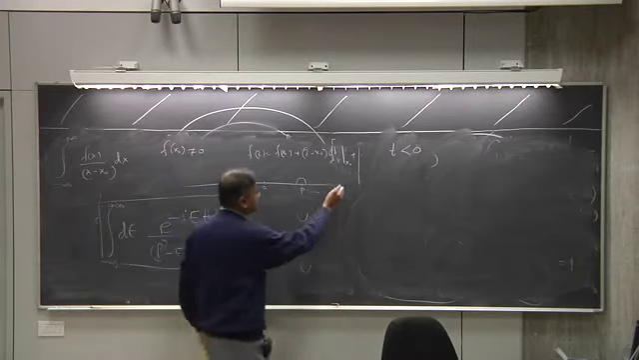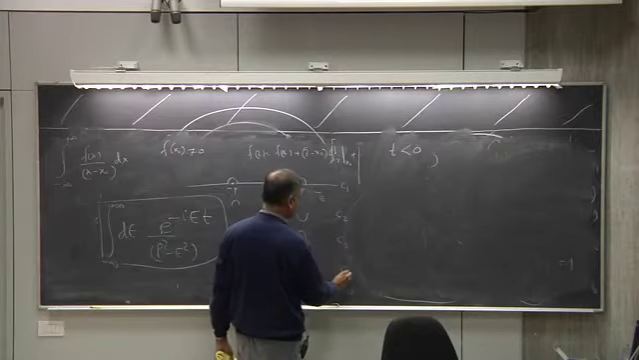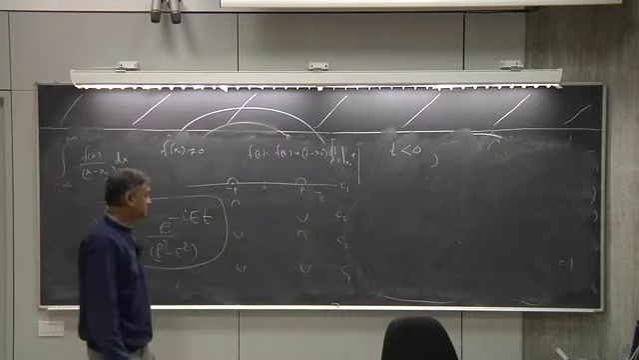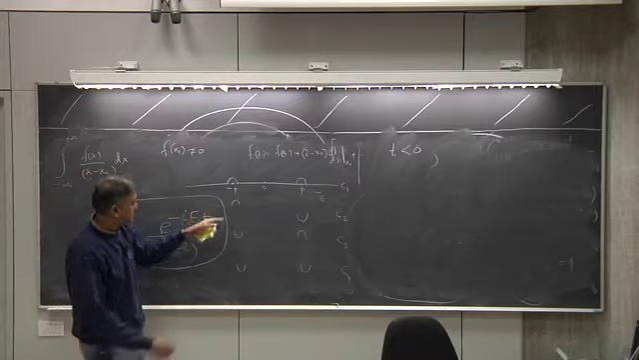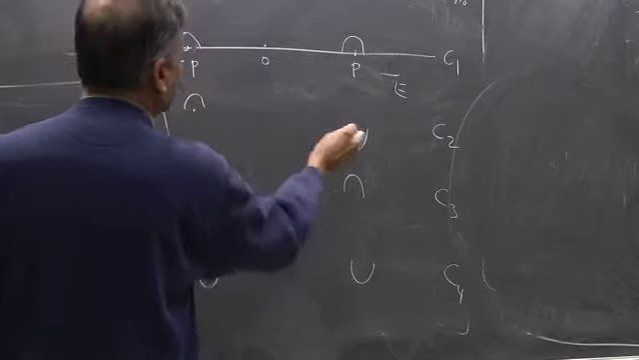In fact, let's call this contour C1. This one is C2. This is C3, and this is C4. Okay. You understand this notation, right? I'm just saying that here is up, here it is down. Okay. Let's put a point here to indicate.